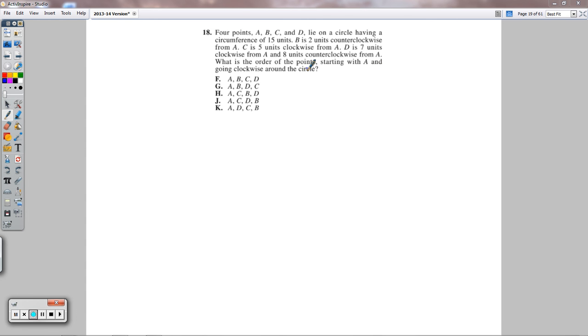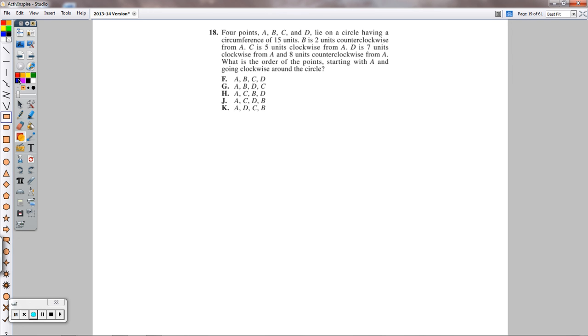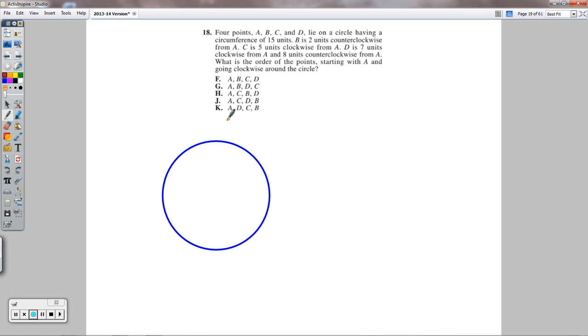So if you don't draw a picture on this one, you're going to have a pretty tough time, I think. But if you do draw a picture, it should be a pretty straightforward, pretty easy problem to do. Here's my circle. I've got to start somewhere, so I'm going to start with A being here. Clockwise would be going in the direction the clock goes, this way, and counterclockwise the other way.